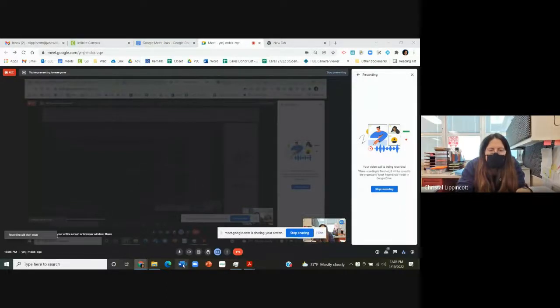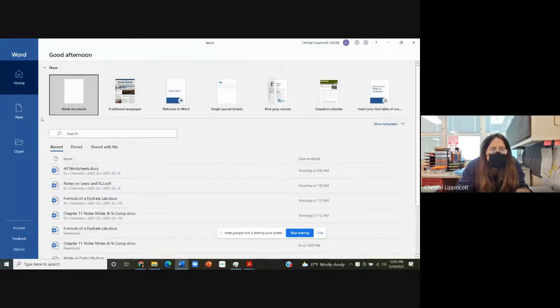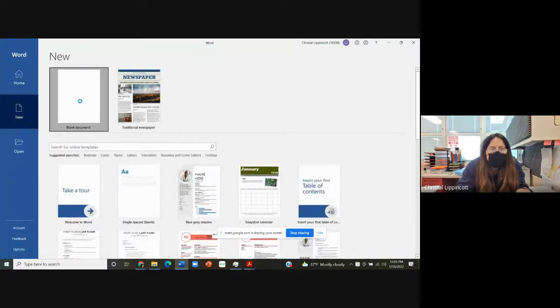All right, so let's run over here and open up a, and I can use different colors because that's going to make this easier to draw on.